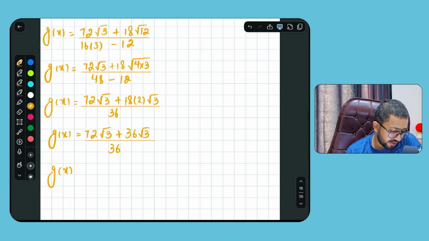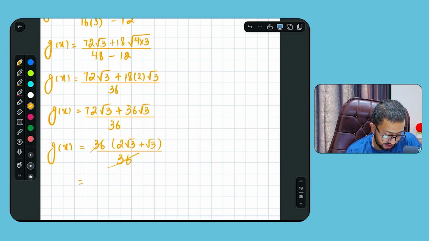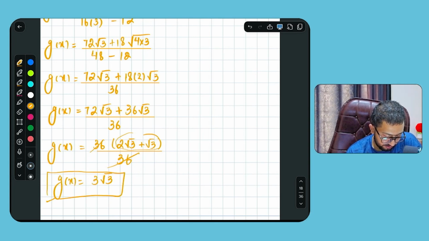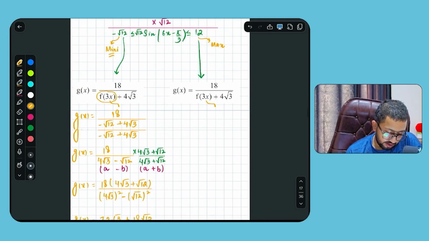So I can take 36 common from the numerator and it can be cancelled out with the denominator. You can even add both of them in the numerator, it's no problem. Cancel out, so they are identical terms. So the answer will become 3 square root 3. I don't think there is any issue.